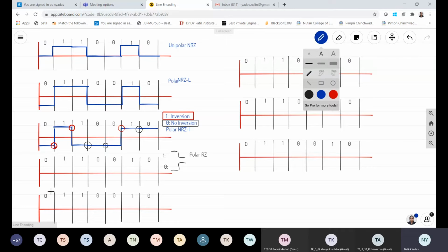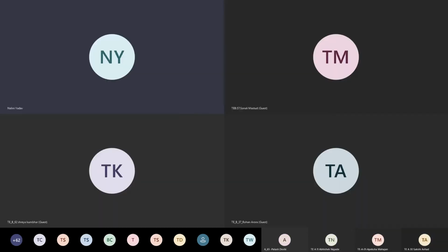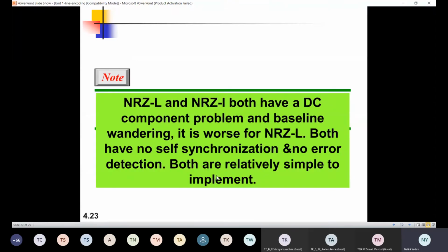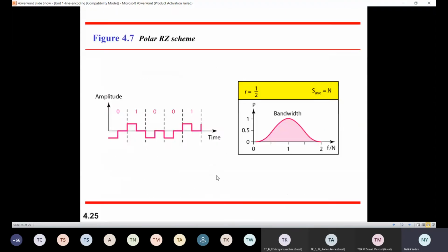You select one of the colors. So for 0, what am I supposed to do? How was it presented? Does anybody remember how this polar RZ was presented? Okay, we'll go back to our slide in between. So how is this polar RZ represented? It is represented in this manner. Do you remember how this polar RZ is represented? Fine with all of you? Okay, good.